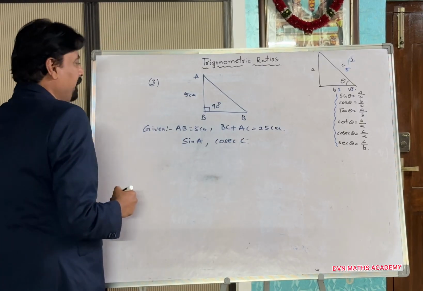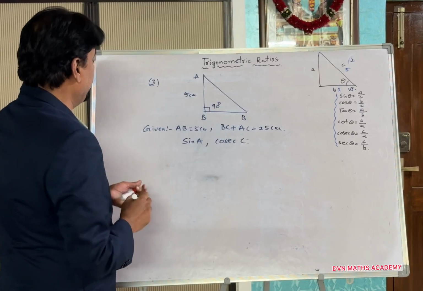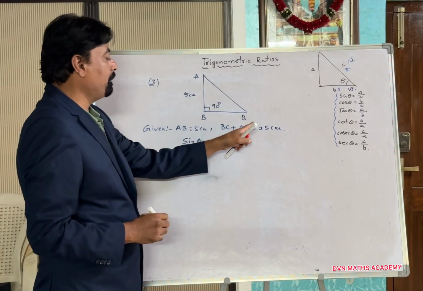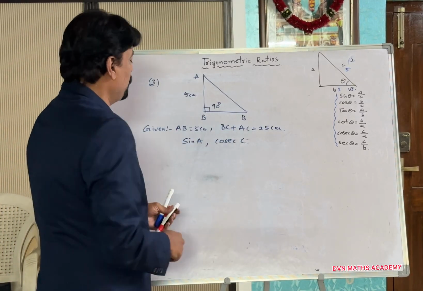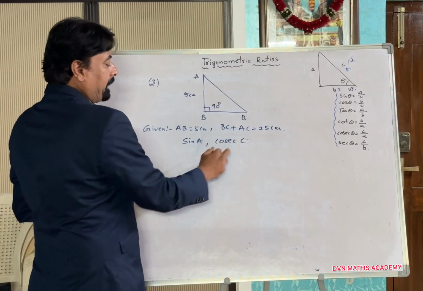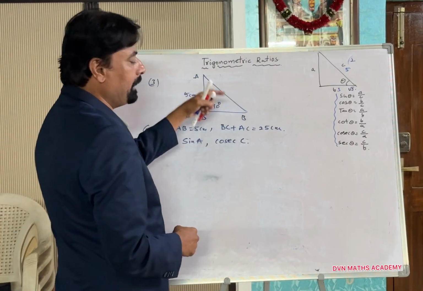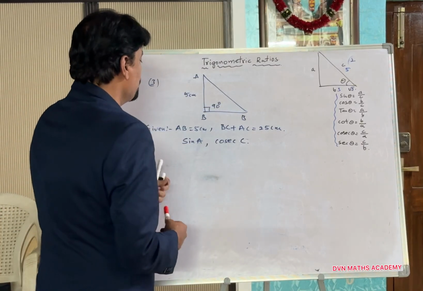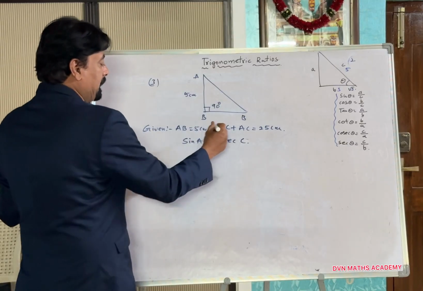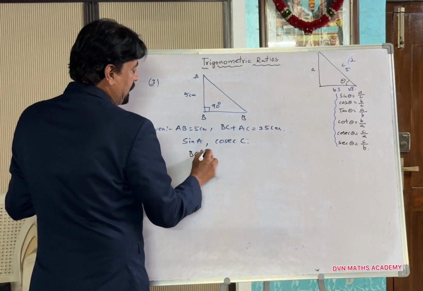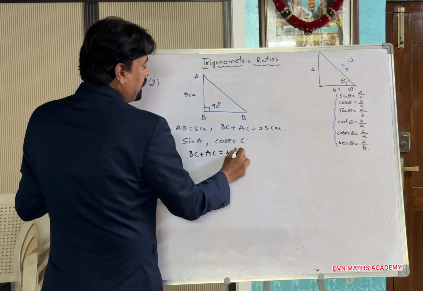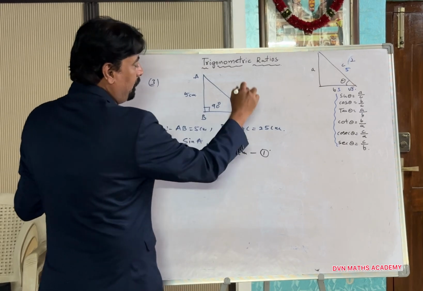So this is also one of the important pattern questions. Here one side is given and the sum of the other two sides is given. So if you want to find the sin A and cosec C, you require to find all 3 sides of a right angle triangle. So how I am finding this one: the given, BC plus AC is equal to 25 centimeter. You say this is equation number 1.